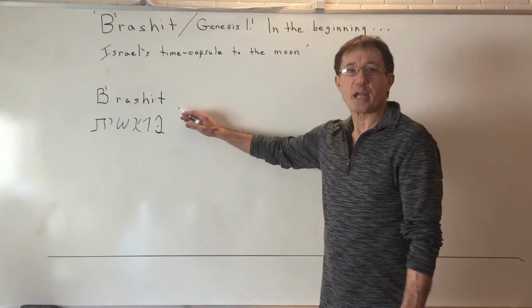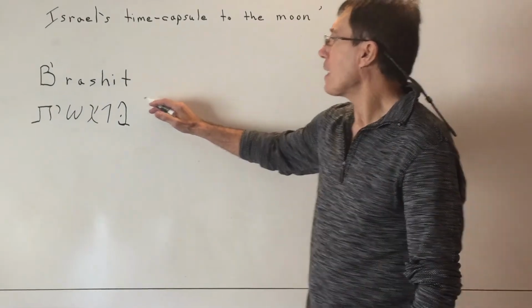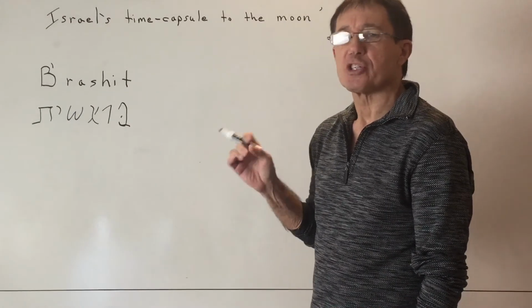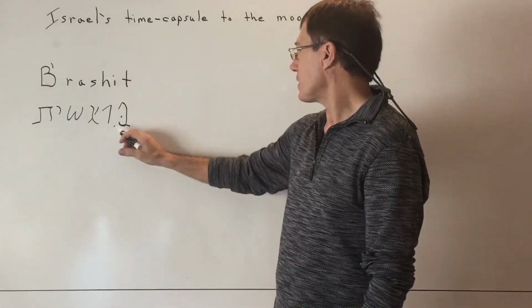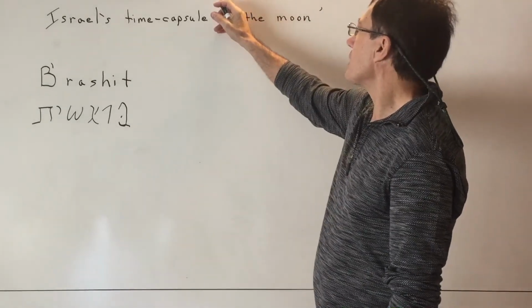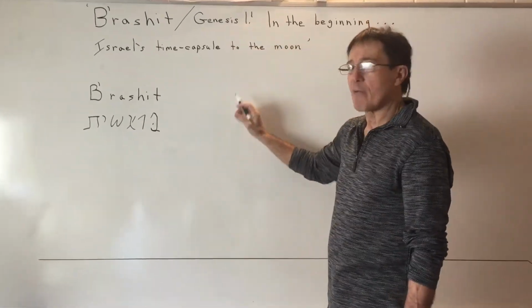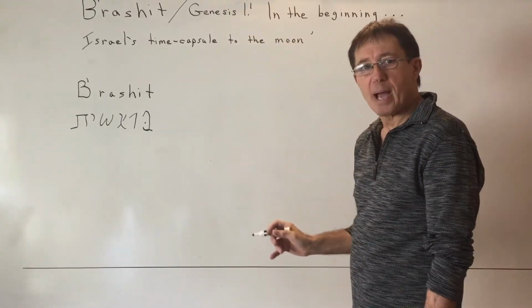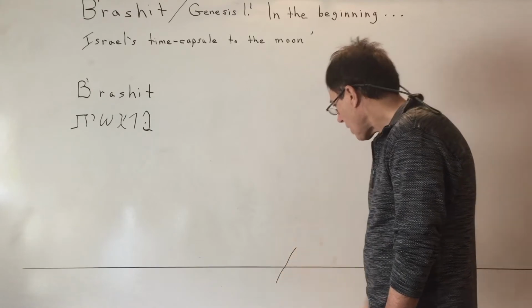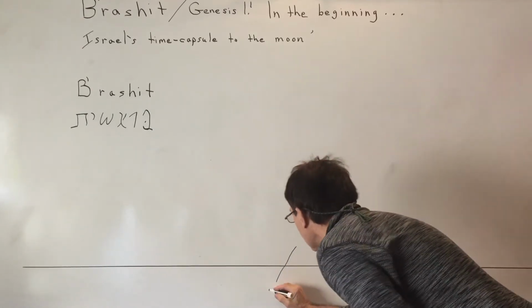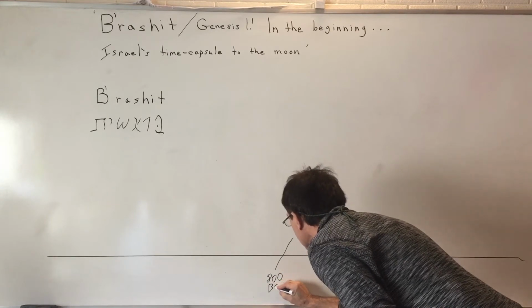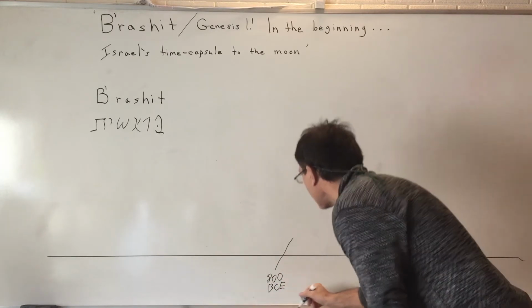Our word for consideration is Bereshit. There's an accent over the B. It's kind of a B, B sound, Bereshit. This is the modern Hebrew today, but most of you know this as Genesis. However, Genesis tells you right off the bat that it's really a Greek word, and on our timeline, we'll put it down here somewhere around 800 BCE, before the Common Era.